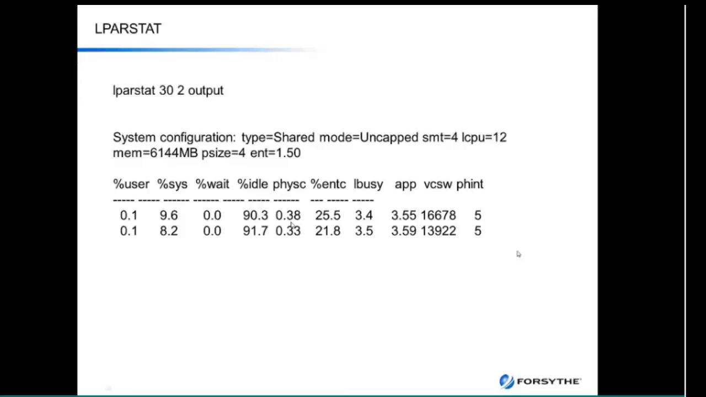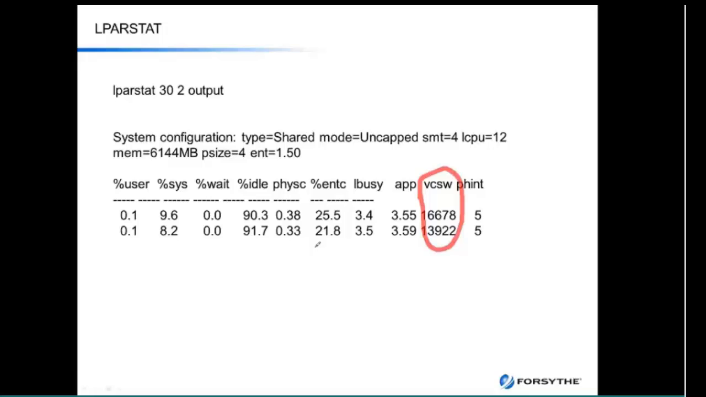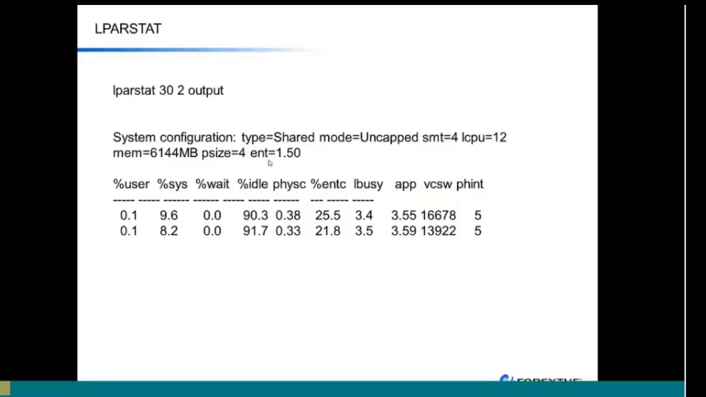This is just an example of the Lparstat output, showing you the virtual context switch setting, which is this little one just here. Again, this is something you'd want to grab in your typical baseline and then compare it for when the system's running normally. This system wasn't doing much, but I just put this in here to give you an idea.